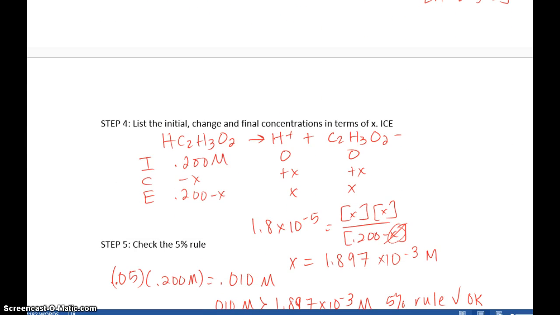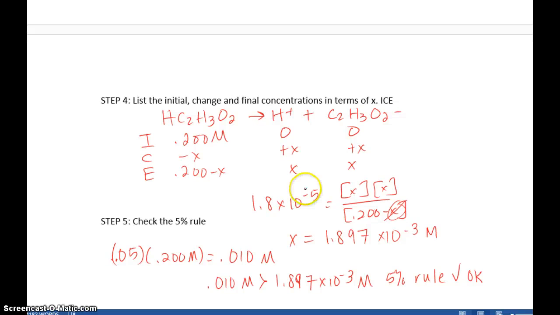It said to do our ice chart, so I went ahead and filled it in. 0.2, 0, 0, minus x, plus x, 0.2 minus x, x and x. And then I went right to checking the 5% rule. Obviously, we need to solve the problem. So I went ahead and substituted back into our equilibrium expression. Since I had it written up above here, it was okay to just go ahead and substitute it in. I'm just going to cross out this X. I don't need to recopy it. It's okay to cross it out, but we can't scribble the whole thing out so we can't see it. We just very lightly circle it and give it a single slash through, indicating that we're not using that X in our calculations. We solve for the problem in terms of X.